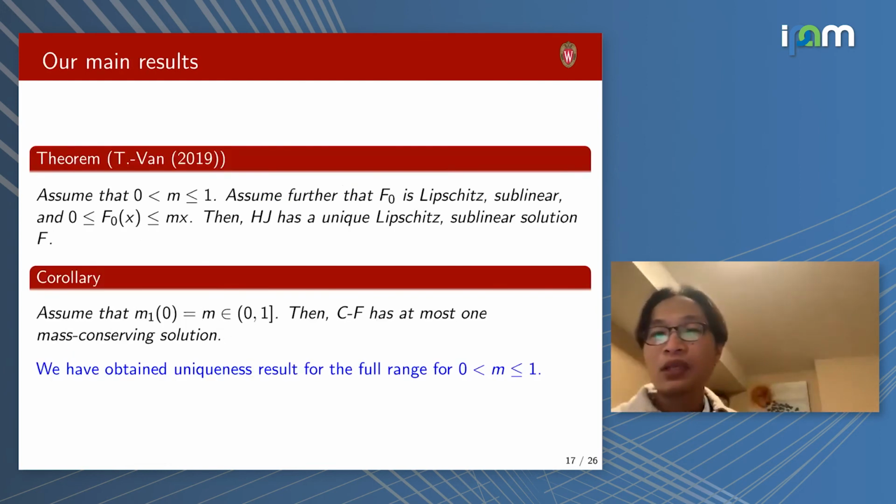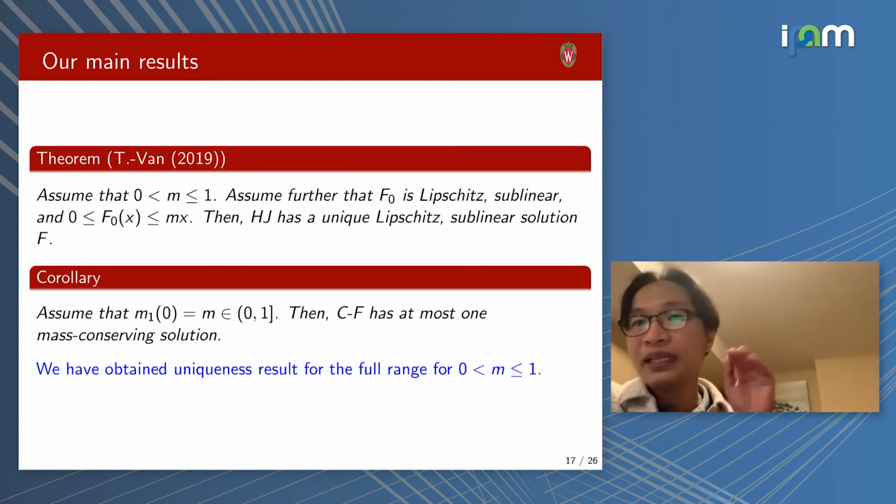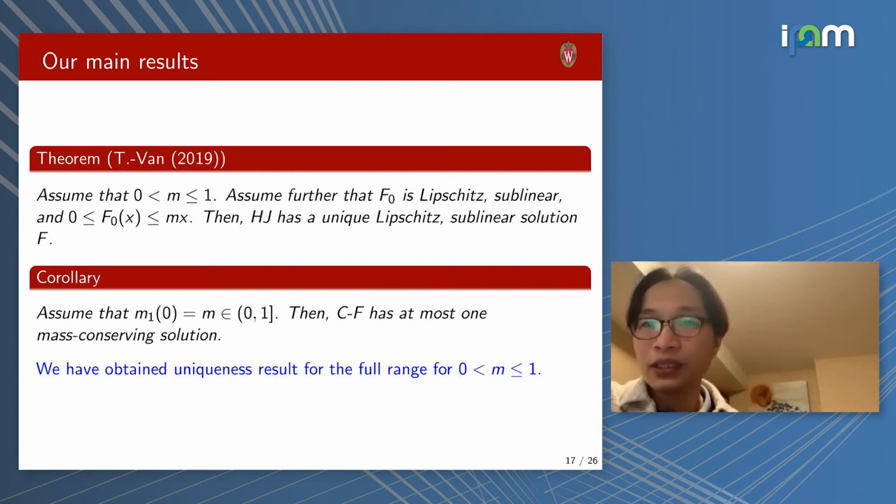So here are our results. For Hamilton-Jacobi equations, again, lots of you here are top experts in the field. You can see that although it's singular, it shouldn't be too hard to study the wellposedness of the equation. So I wouldn't say that this first result is surprising. It's rather standard in the field: if m is bounded between 0 and 1, and if f0 is Lipschitz and sublinear, then the Hamilton-Jacobi equation has a unique Lipschitz sublinear solution.